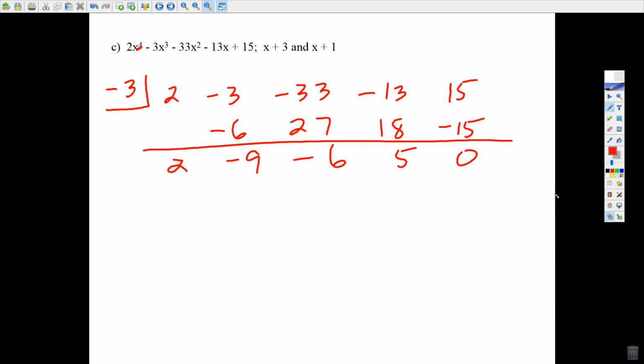So the problem here is I divided into a fourth degree. This represents a third degree polynomial. So I don't really have a good way to factor this easily. I think it's easier just to go ahead and jump into synthetic division again using the other factor. All right, so this time I'm going to put -1 in the house, and I'm going to use these numbers, the result of my first division.